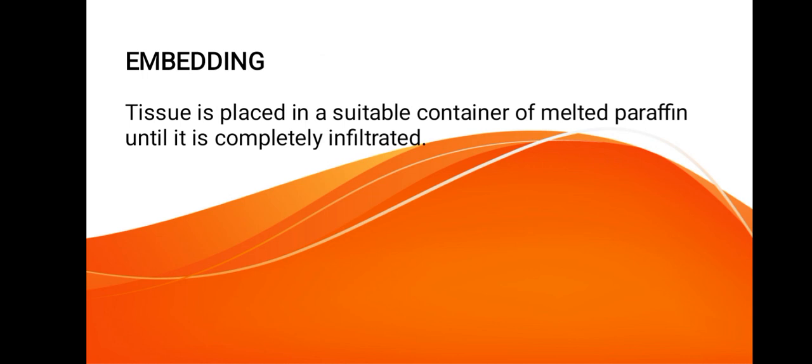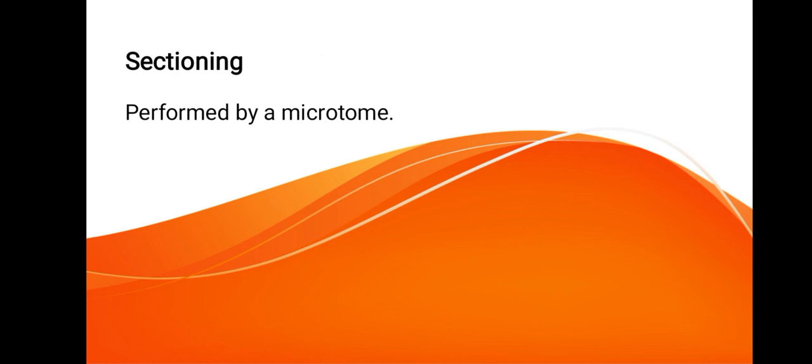Our next step after embedding is sectioning. After the formed paraffin blocks together with the contained tissues are trimmed of excess embedding material, they are mounted for sectioning on a cutting device called a microtome. Microtome is just a cutting device. Sectioning is performed by a microtome, which is like a machine that is equipped with a blade and an arm, and it advances the tissue block in specific equal increments.